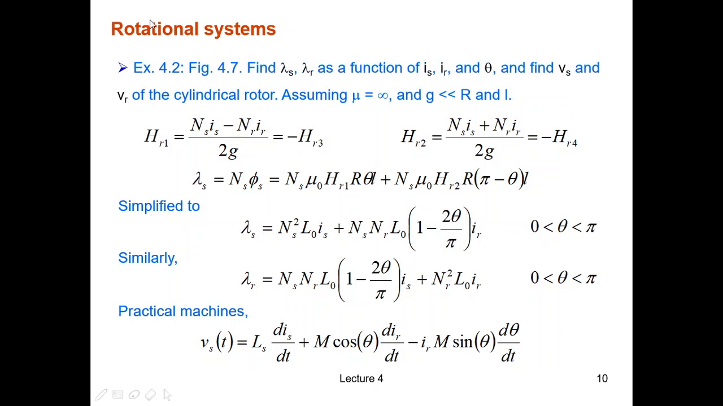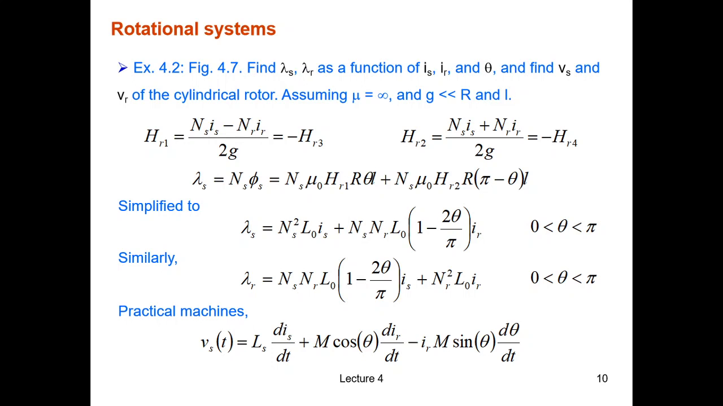Basically we can find out that HR1 is equal to HR3 in magnitude, but they have opposite directions. HR2 and HR4 have the same relation. So we can calculate the total flux linkage on the stator side, lambda S, to be like this, and then we can find the flux linkage on the rotor coil.